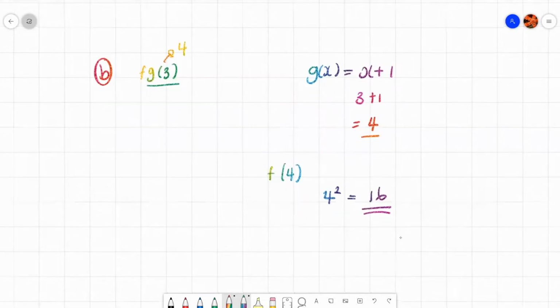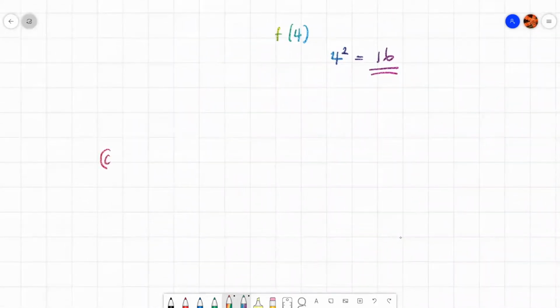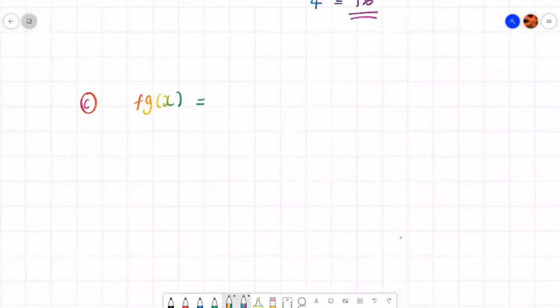Okay, let's have a look at another example like this. This time I'm going to change it a little bit. I'm going to do fg of x. Okay, now slightly tricky this time. I've got no numbers. So this is a higher level question where you are asked to use your algebra skills when answering questions like this.